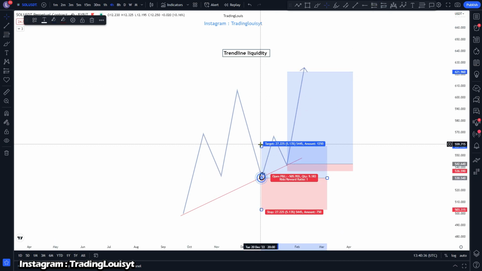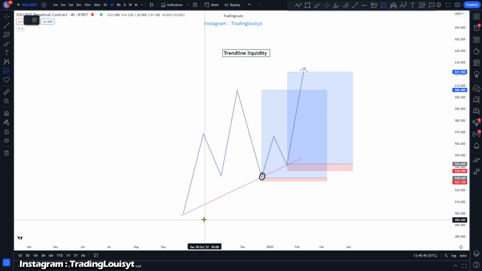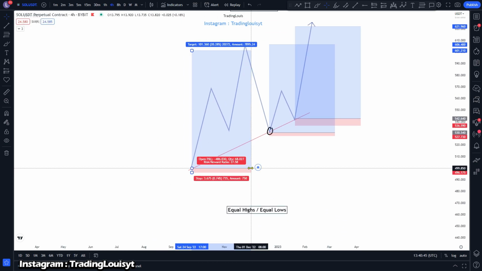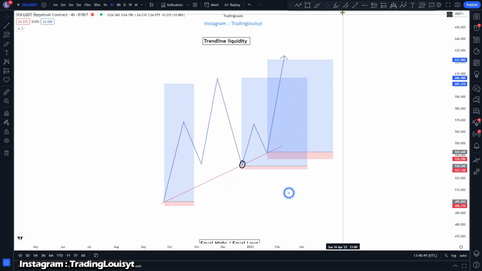They're all opening long positions like that, take profits there, and etc. So what does smart money want to do? Smart money wants to grab this liquidity and grab all these stop losses. So what will smart money do?